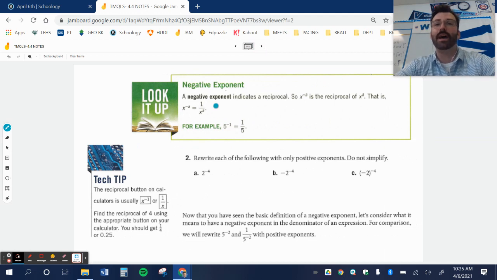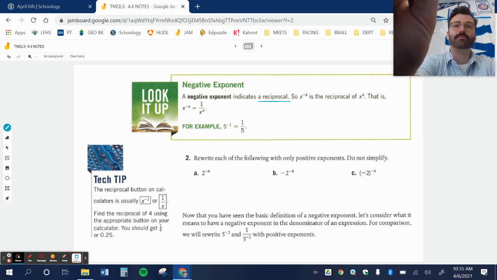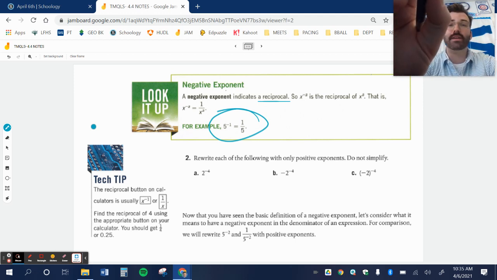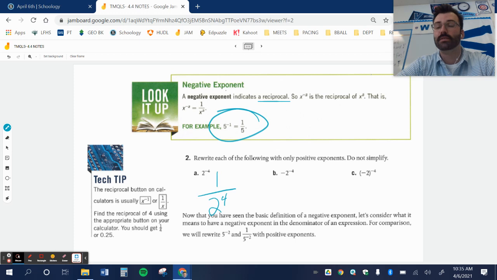So a negative exponent always indicates the reciprocal, and that's the word we've used before. The reciprocal of x to the negative a. So x to the negative a is the reciprocal of x to the a. That is, x to the negative a is 1 over x to the a. So to make a negative exponent positive, I take the reciprocal. So what does that look like? Well, I have 2 to the negative 4th. To make that positive, I do the reciprocal, or some people just say flip it.